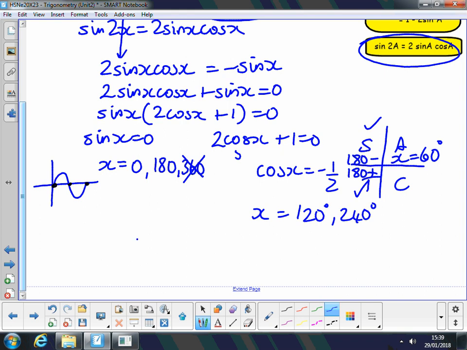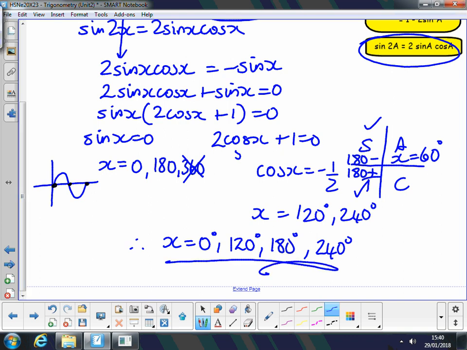So taking all your answers together, putting them in numerical order. Therefore, x is equal to 0 degrees, 120 degrees, 180 degrees, and 240 degrees. There you go. Easy. Okay, let's move on.